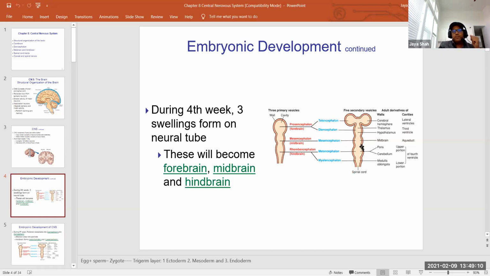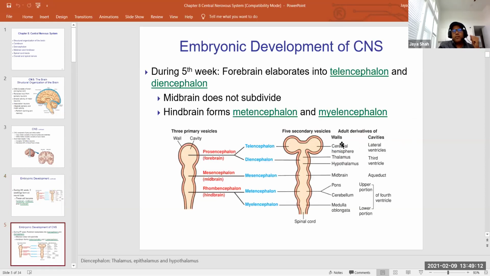By the 5th week, there are 5 secondary vesicles. The first, the prosencephalon, is divided into 2, telencephalon and diencephalon. The second one remains 1, and the third is also divided into 2, metencephalon and myelencephalon. Now you compare the adult derivatives of the wall and cavities of the brain. All your adult brain parts, and the cavities inside the brain, developed from this structure.